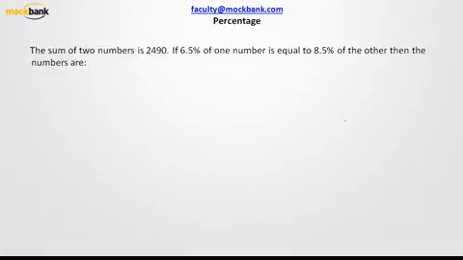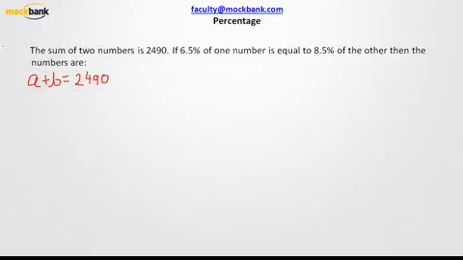So you're being asked for two numbers. So two numbers means two variables. In order to solve for two variables, you need to have two equations. So if I say that my numbers are a and b, then a plus b is given to me as 2490.